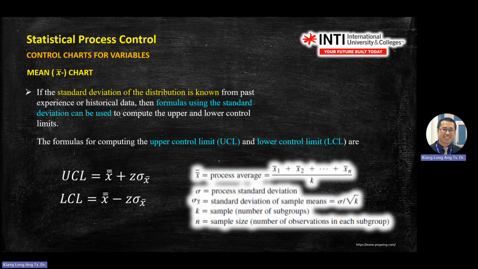So X double bar means you take the average, then average again. You add all the average, then divide by the sample of the group. Standard variation is sigma divided by square root of K. This one, sigma X bar, is sigma divided by square root of K.